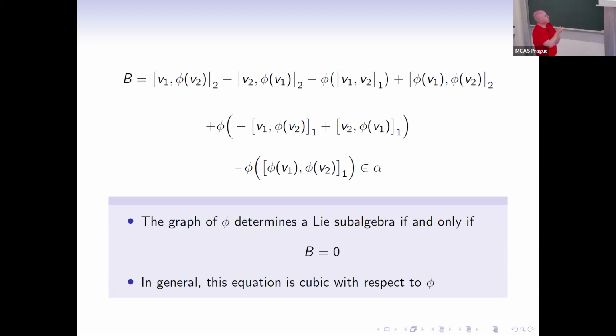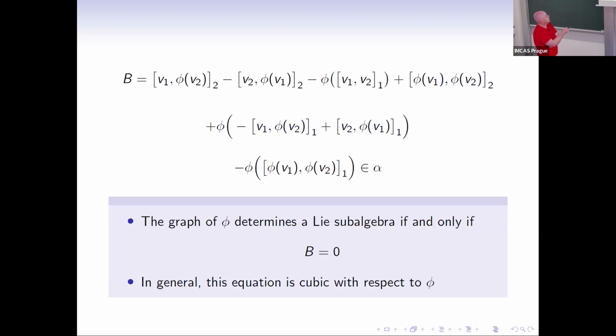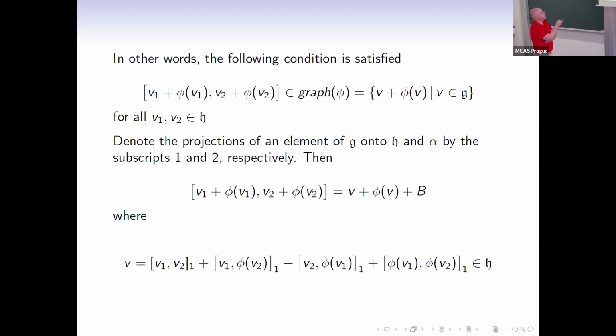So the graph of phi determines a Lie algebra if and only if b equals 0, right? Because b is the correction. The bracket of v1 plus phi(v1) and v2 plus phi(v2) is of the form v plus phi(v), where v is uniquely fixed, it's the bottom line, plus the correction b. But the correction b belongs to A, and this tells us how much it is not in the graph. If b is 0, then it is in the graph, and we have a Lie subalgebra.